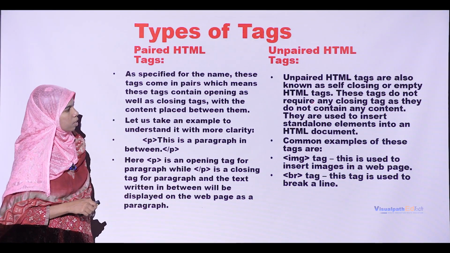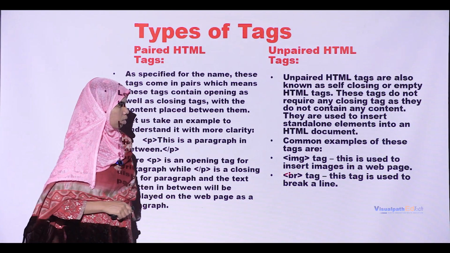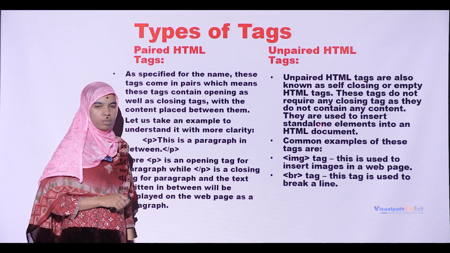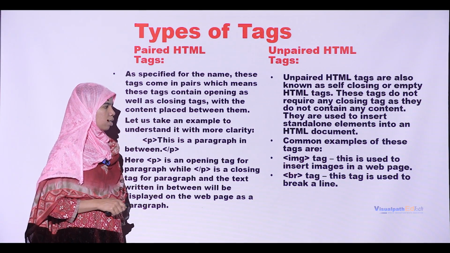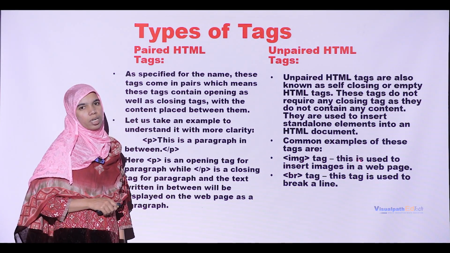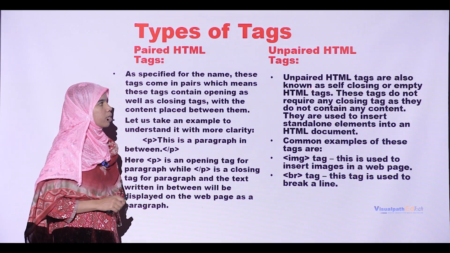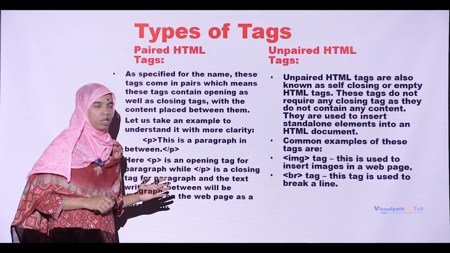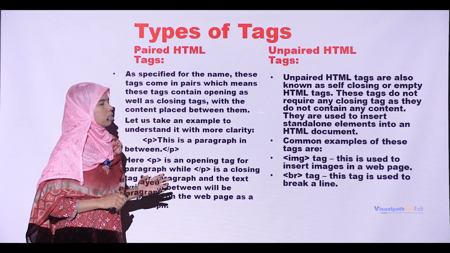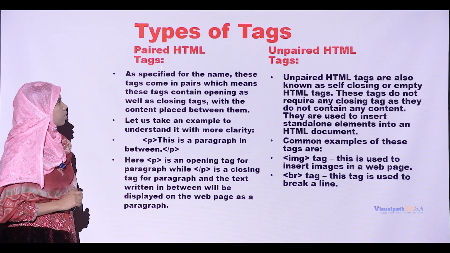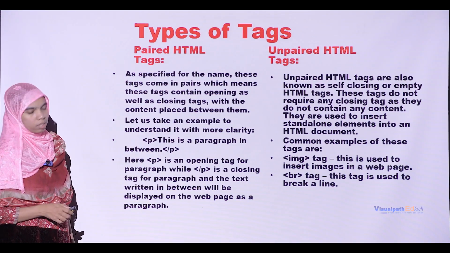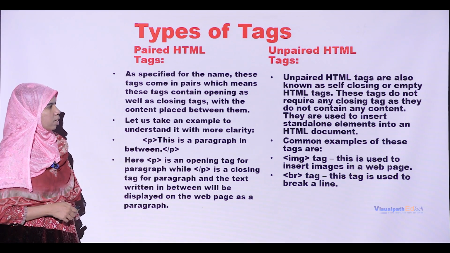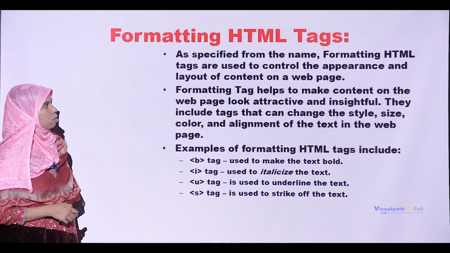Now coming to the unpaired tags, you can see here, for example, IMG. It's a tag used for images. If you want to display an image, you will be using the IMG tag. If you want to break a line, the BR tag is used, which is unpaired. That means only the opening of it is available, but no closing tag is available for it. So these are the two types of tags available in your HTML: one is paired tags, the other is unpaired tags. Hope it is clear to you. You will be seeing the details of it when we are executing the code.